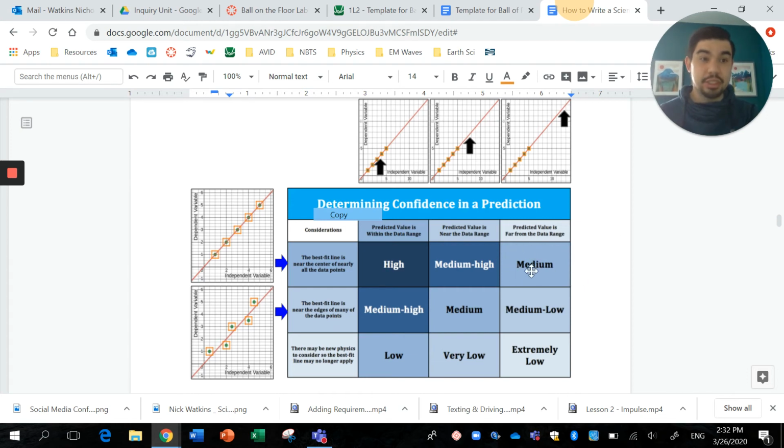So my confidence in my prediction that the ball will travel 6 meters in 6 seconds is medium, because the predicted value is far from our data range and the best fit line is near the center of nearly all our data points. So that is our justification.